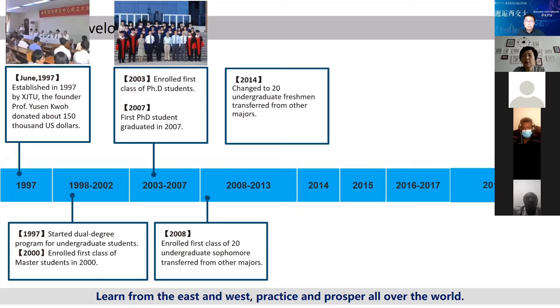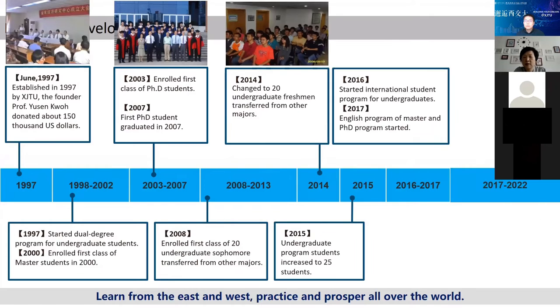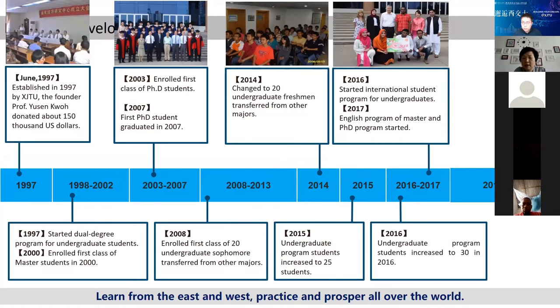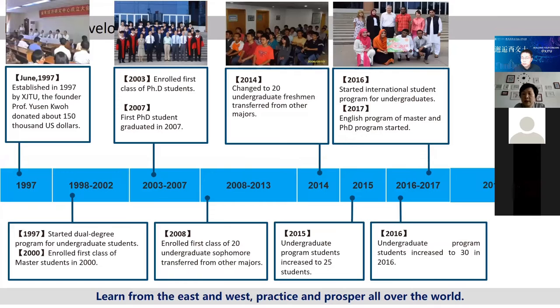Then in 2016, with the initiative of One Belt, One Road, and based on our advantage of international graduates, we enrolled students who can speak Chinese to join us for our undergraduate study. Then in 2017, we started a pure English program for master and PhD programs. In 2016, our undergraduate program expanded to 30 students, and right now it has expanded to 35 students.